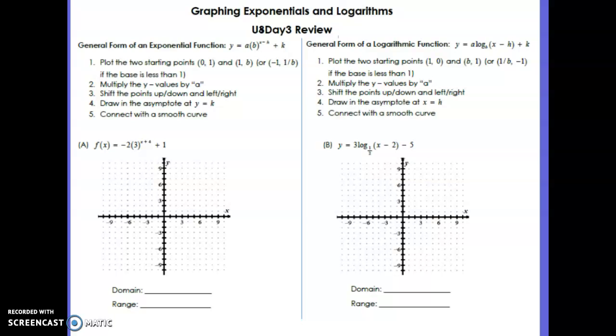Okay, this is a review video for pre-calculus, Unit 8, the third day. We're going to go over some stuff we've already learned. Let's first start with graphing exponential and logarithmic functions.